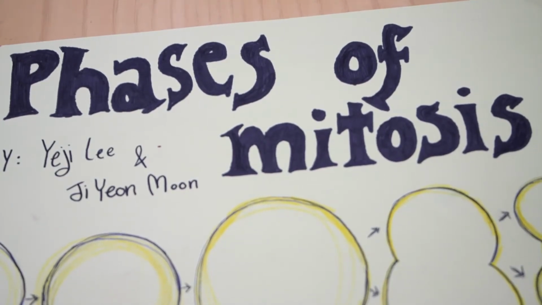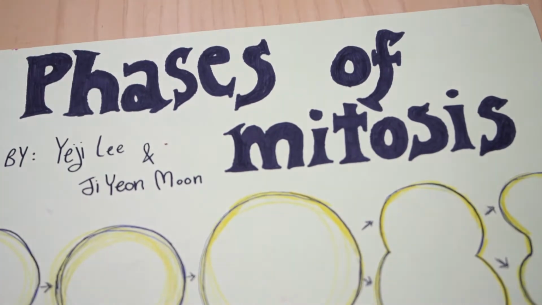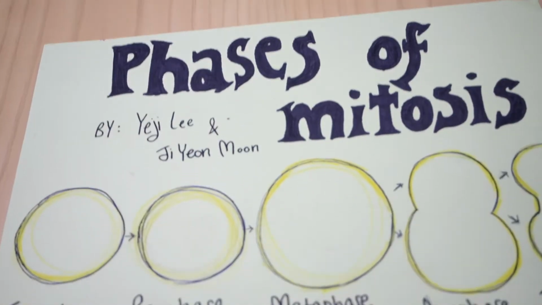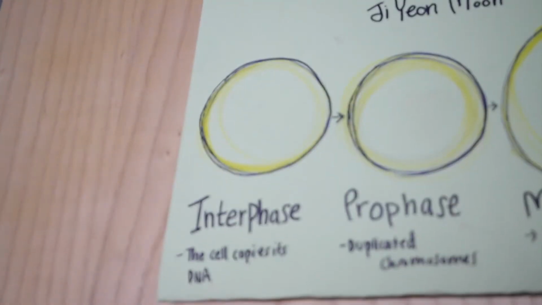Hello guys, so today we are going to learn about the 5 phases of mitosis: interphase, prophase, metaphase, anaphase, and telophase. To start, we're going to be looking at interphase.